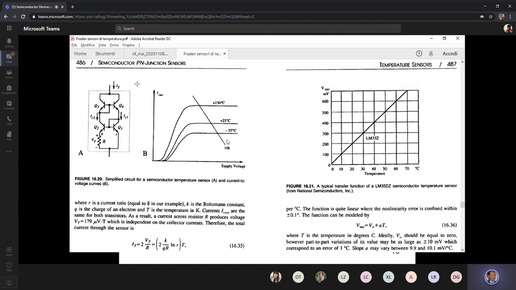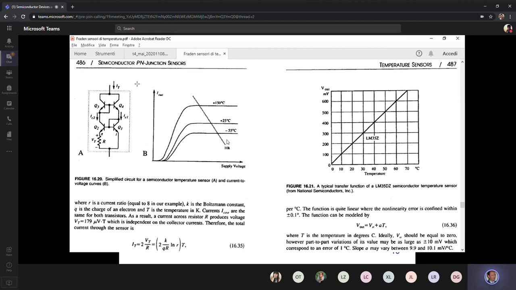So on the emitter of Q2 there is a resistor. So that resistor is such that we have a given current flowing through it. Okay? So the voltage across the resistor is called Vt, and of course it is different from the voltage that appears on the emitter of Q1, because Q1 has no resistor.